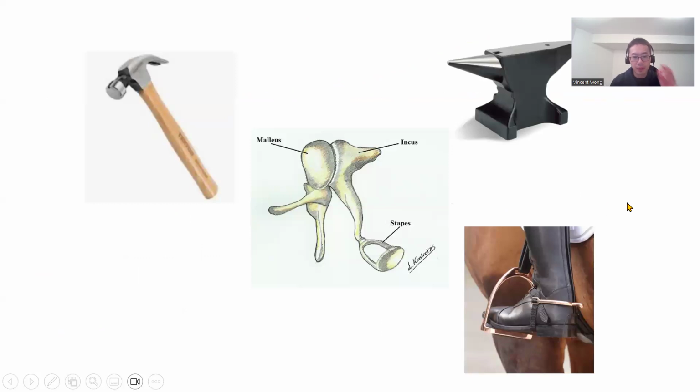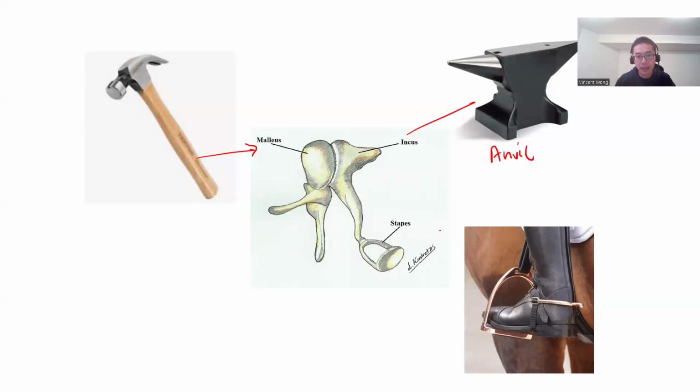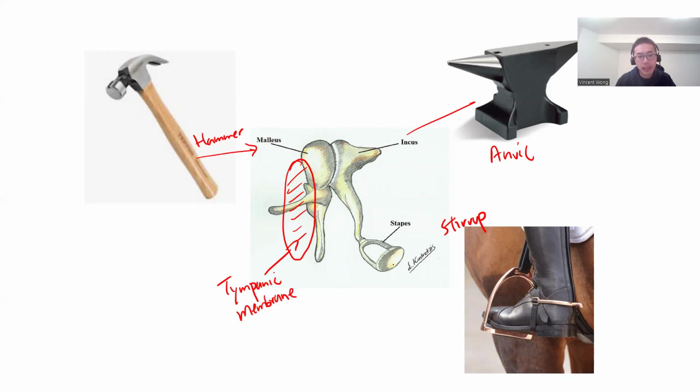So that's a zoomed in view of the three bones and how they're connected. And these are the things that correspond to their other names. Malleus is hammer, anvil, I'll just write them down. Anvil and the stirrup. So this thing is attached to the tympanic membrane, and this here pushes on the oval window.